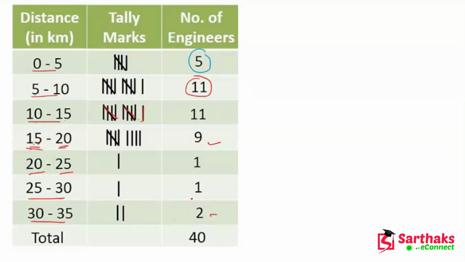I hope you understand this. Now if we total these numbers, we get 40, and we have a total of 40 engineers in the question. So this is the frequency distribution table. Here we take the intervals 0 to 5, 5 to 10, 10 to 15, 15 to 20, 20 to 25, and so on.